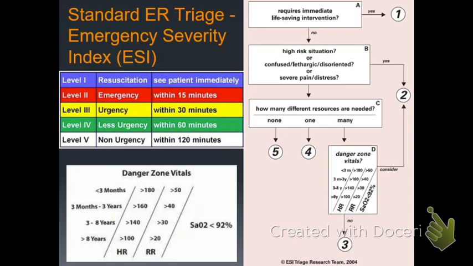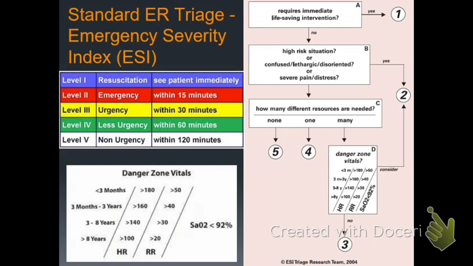That patient would definitely need to go to the OR sooner rather than later. He's got nerve damage and would need to get those legs splinted. He would be using a lot of resources, but he probably also has those danger zone vital signs, which are not anything extraordinary.